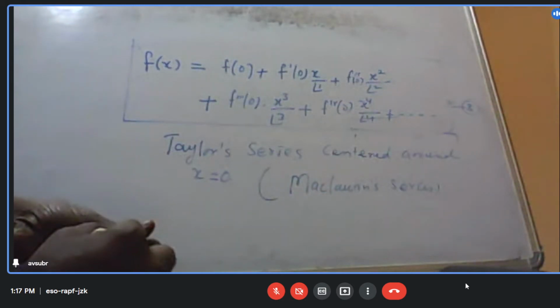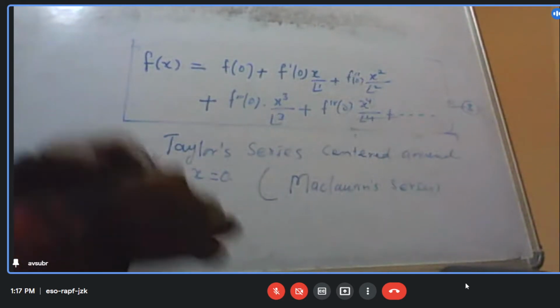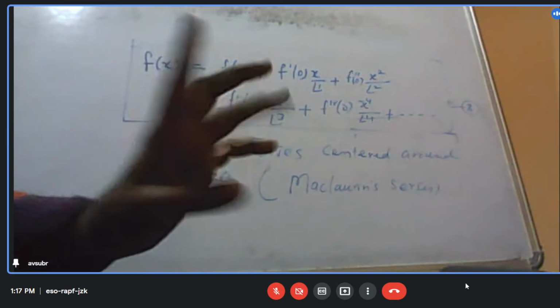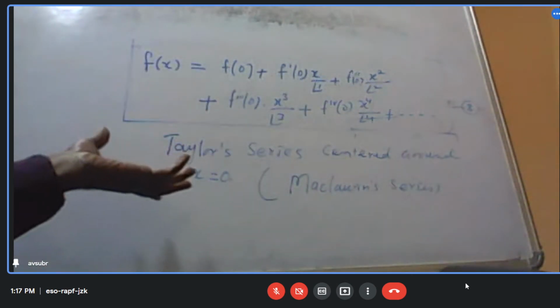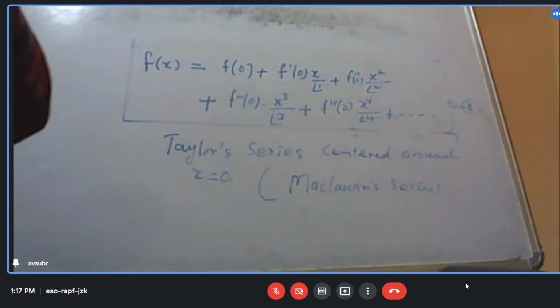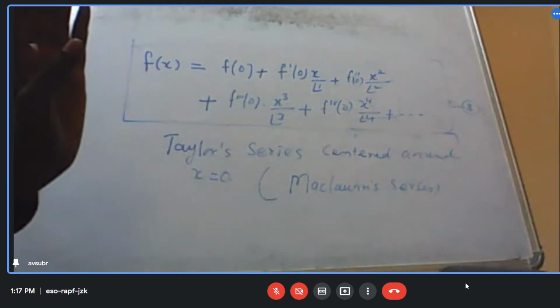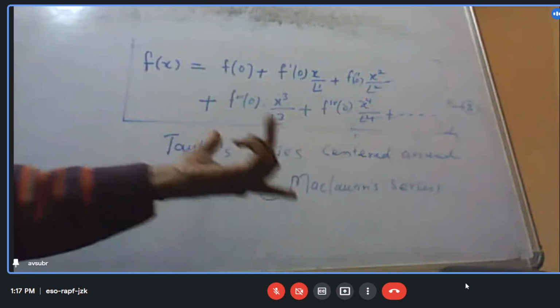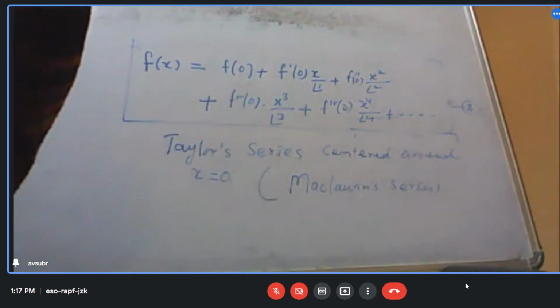It is also known as the Maclaurin series, or it is more famous as the Maclaurin series. So the Maclaurin series is this, okay, or this is the Taylor series also. I can say it is centered around x equal to 0. Basically, it is the Taylor series centered around x equal to 0, which is also known as the Maclaurin series.